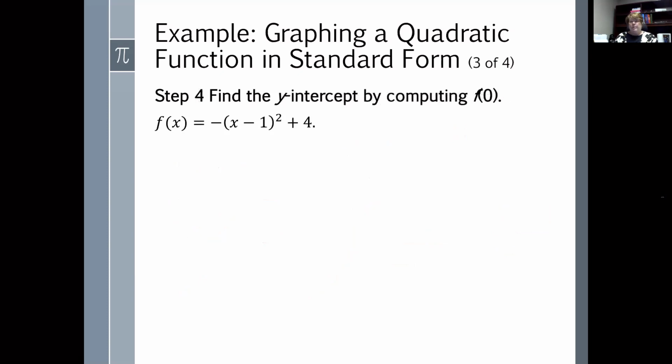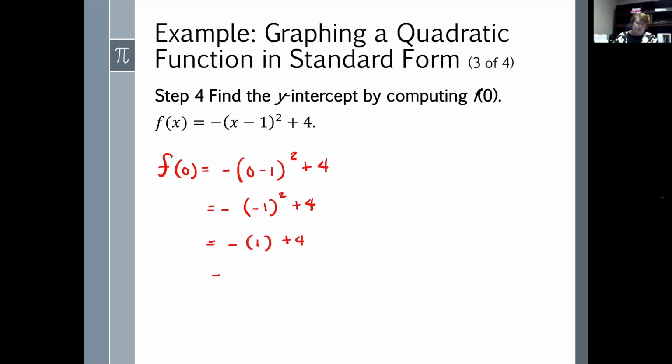The next thing we do is find the y-intercept by computing f at 0. So we're going to evaluate our function at 0. Zero minus 1 is minus 1. When I square negative 1, I get positive 1. So this is negative 1 plus 4, which is 3. So now I have my y-intercept.